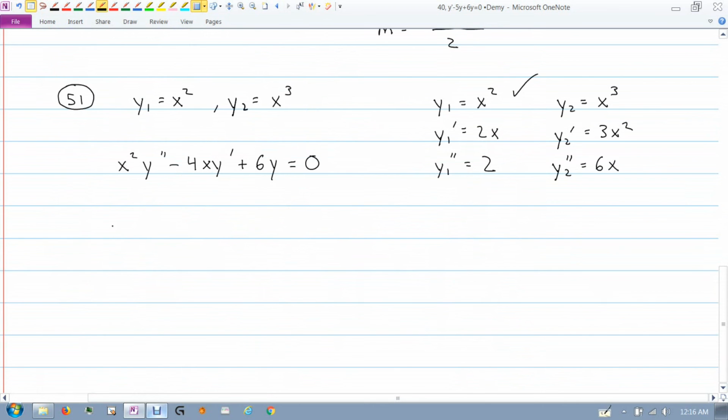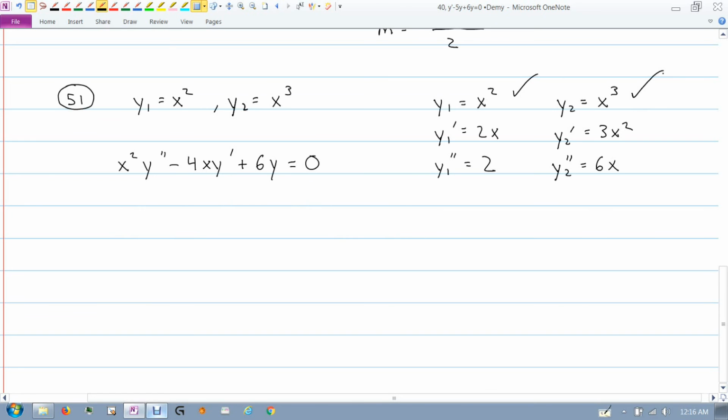So let's check this. x squared times y double prime is 6x, minus 4x times y prime, which is 3x squared, and then plus 6 times y, which is x cubed. Does that equal 0? Well, this is 6x cubed, minus 12x cubed, and then plus 6x cubed. Yeah, that's all going to cancel out, so that works. So we've shown that these are both solutions. All right, that's the first part. So both of these work.